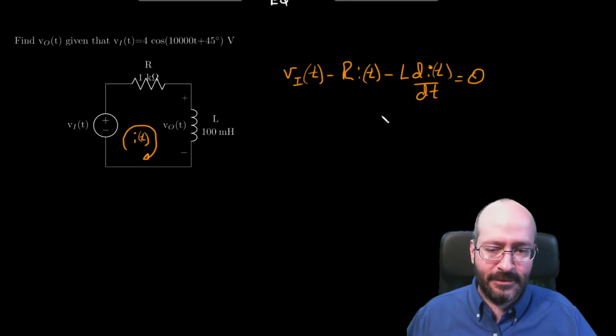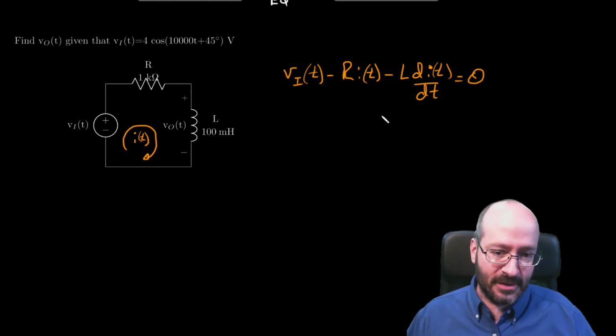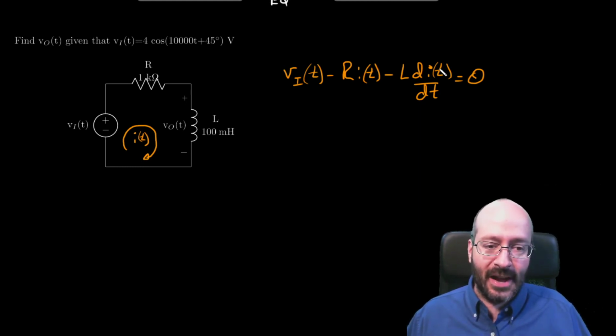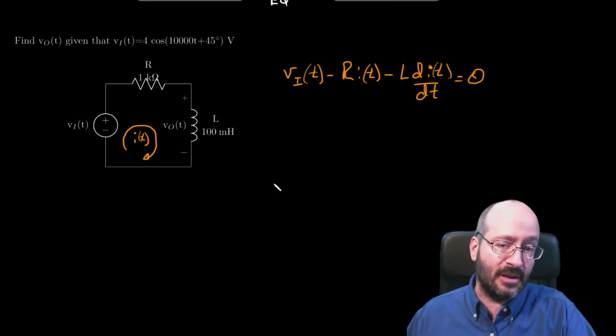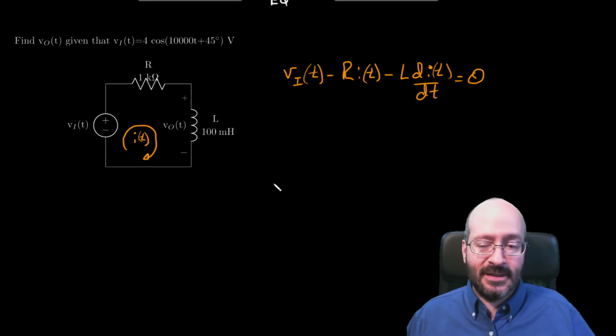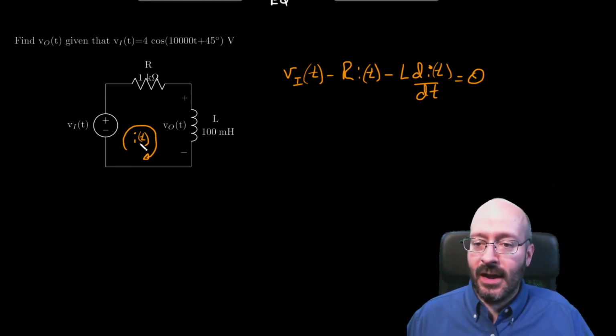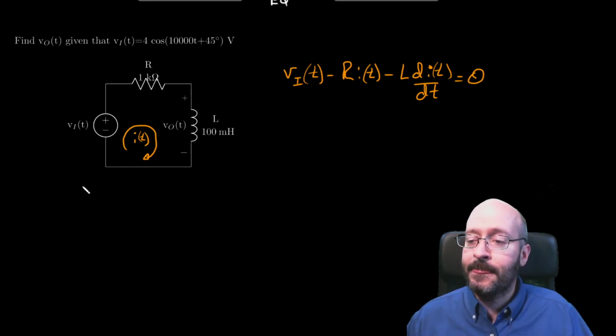It's the algebra of functions. Differential equations is the algebra of functions. Solve it for the function I that makes this equation true. You can do it. This circuit's not that bad, but we can do it with phasors just as easily, if not easier. And certainly as this circuit scales up, it's going to be easier to use phasors.